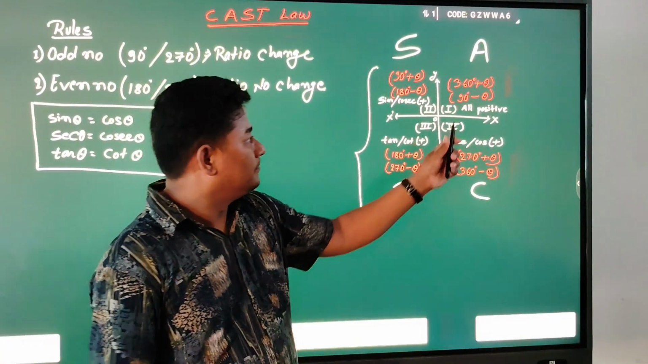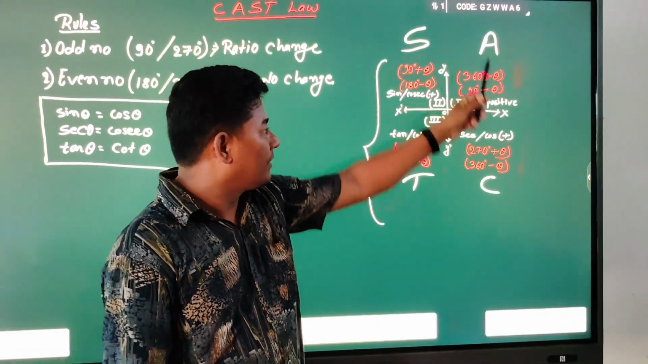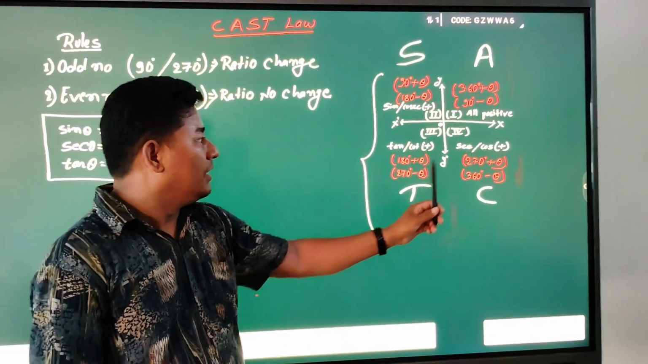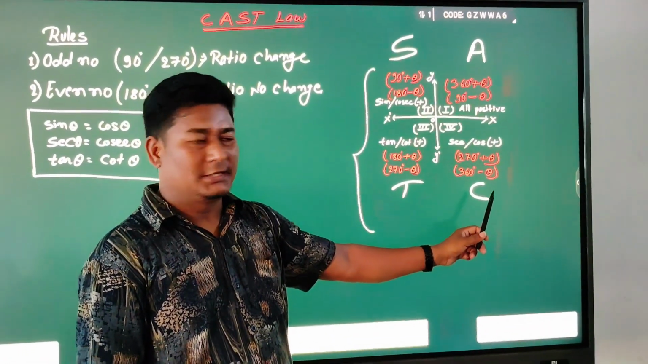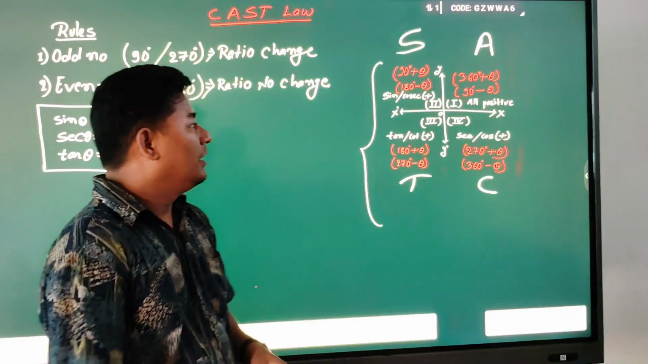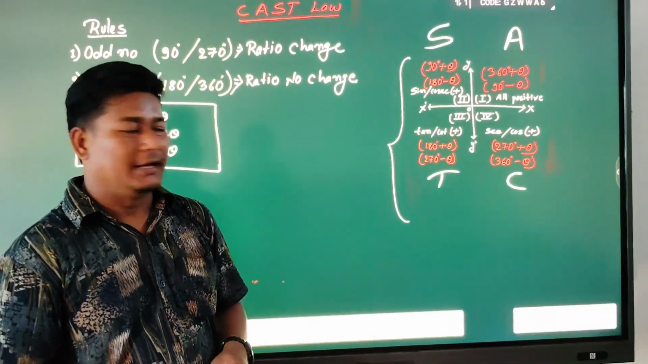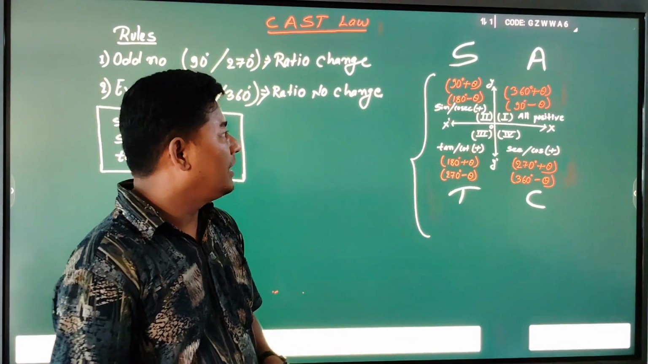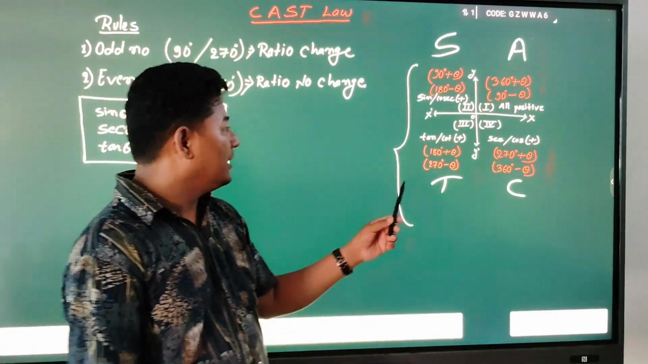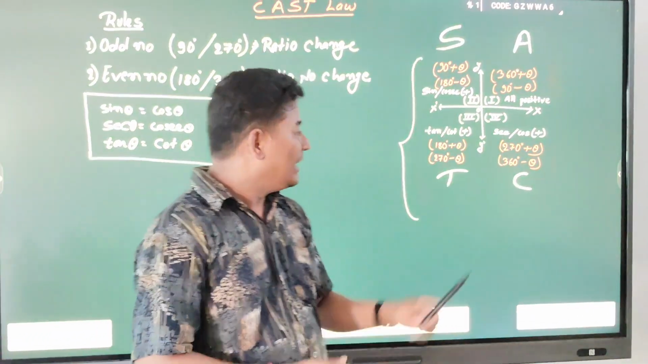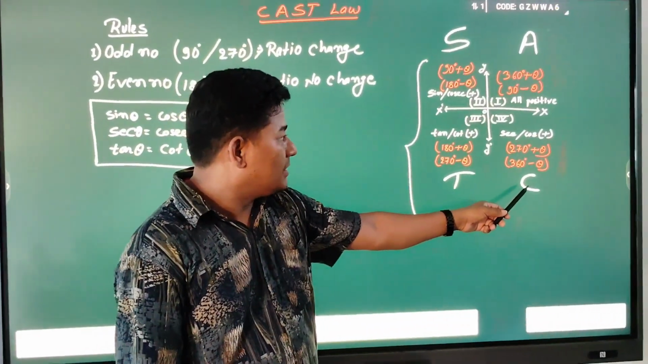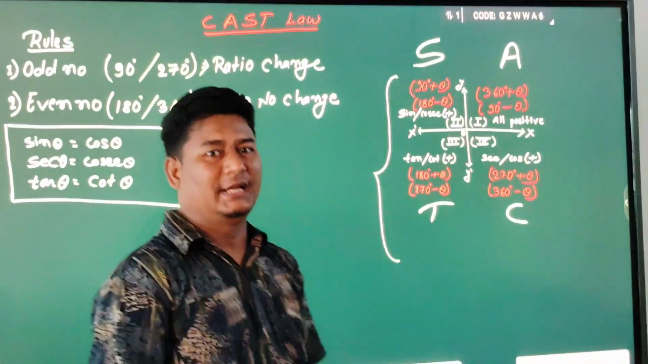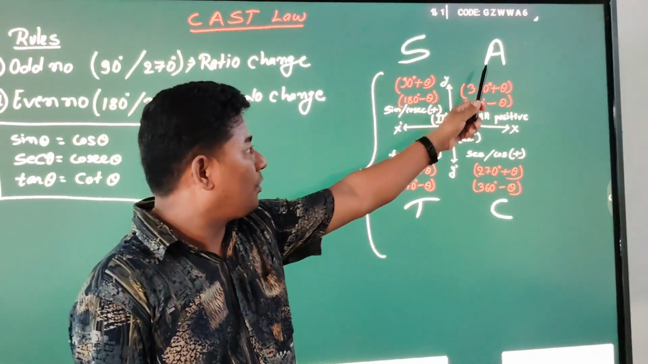And in the CAST law, CAST starts from the 4th quadrant. C for cos and sec, A for all, S for sine and cosec, and T for tan and cot. In the 4th quadrant, C for cos and sec are positive, same as A for all positive.